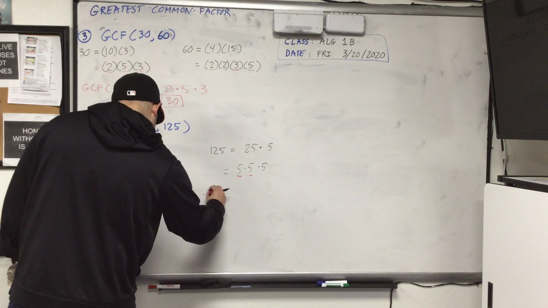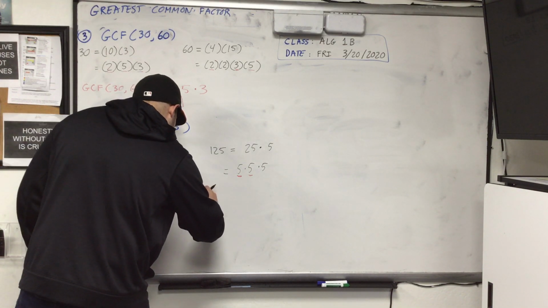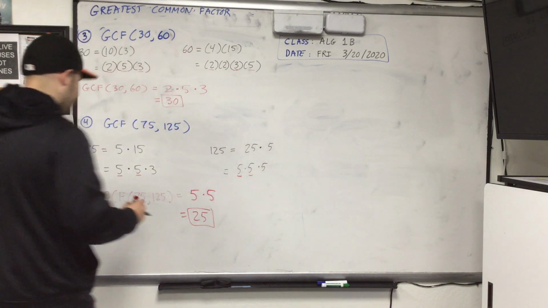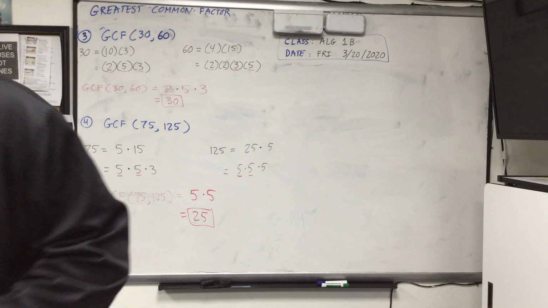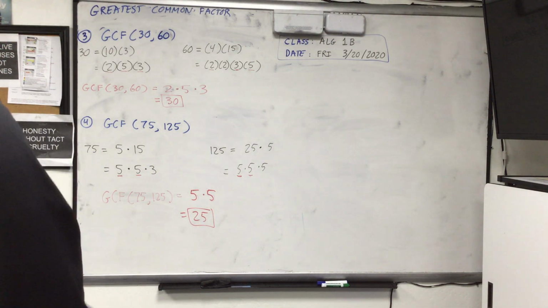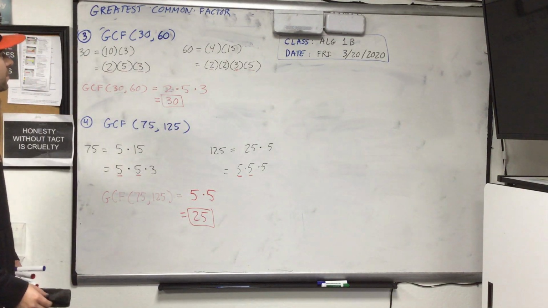5 times 5, let me get a better red marker. 5 times 5 is 25. So the GCF is 25. Okay. Make sure we're looking at the clock.